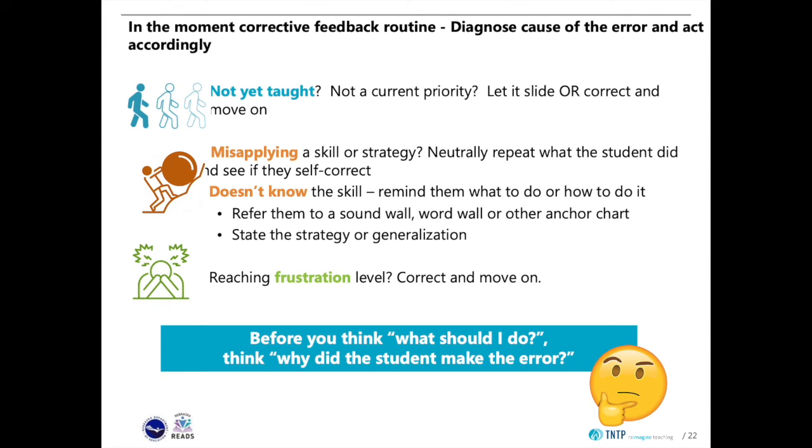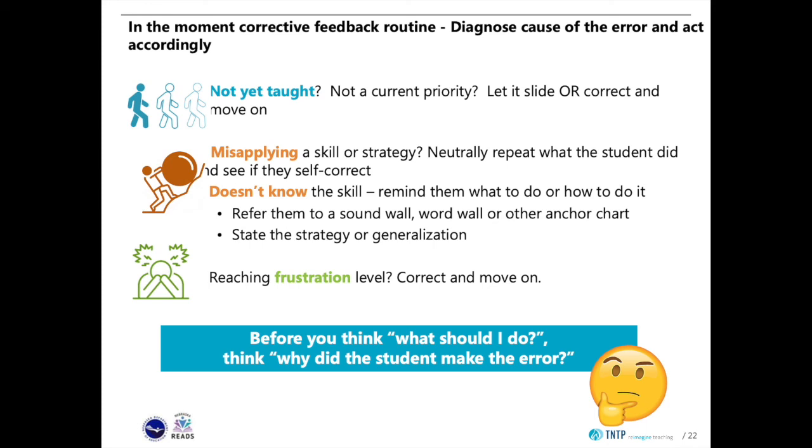And just as a reminder, before you think, what should I do? Make sure you're going back to, why did the student make the error? Because the way that you correct and jump in really has to be based off of why that error exists in the first place.